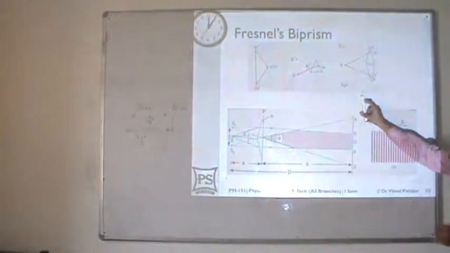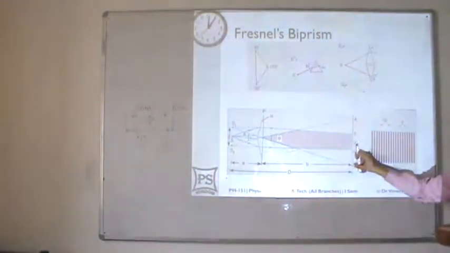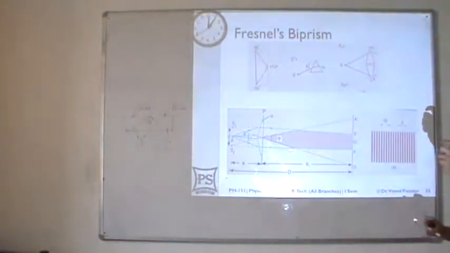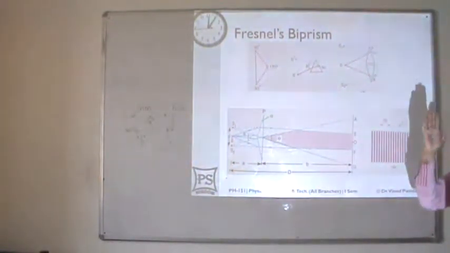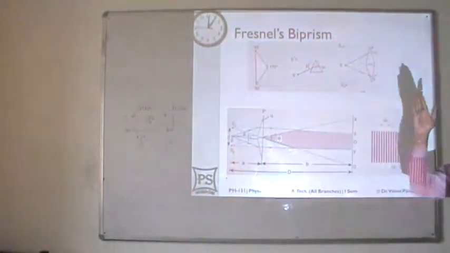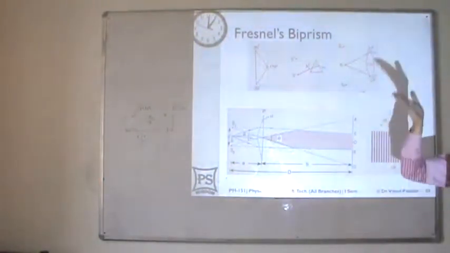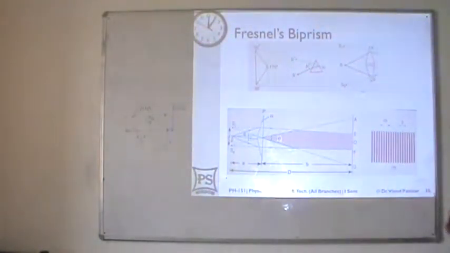And if you keep a screen here, or an eyepiece through which you can observe, you will clearly see straight line fringes: dark, bright, dark, bright, dark, bright. This kind of pattern will be observed here, and this beta is basically the fringe width.